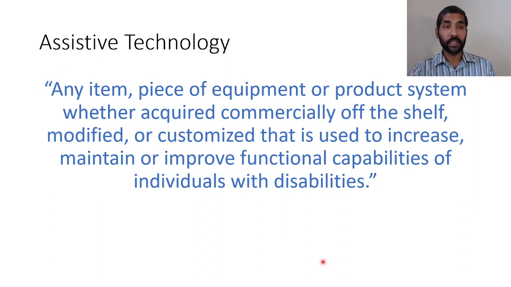Now, notice it can be very different kinds of things, right? Any item, piece of equipment, or product system. It could be commercially available, it could be modified or customized for that particular person, and there are various ways in which this can be used with people who have disabilities. For example, it could increase their functional capability, it could improve their functional capability, it could maintain their functional capabilities, right? So that's assistive technology.